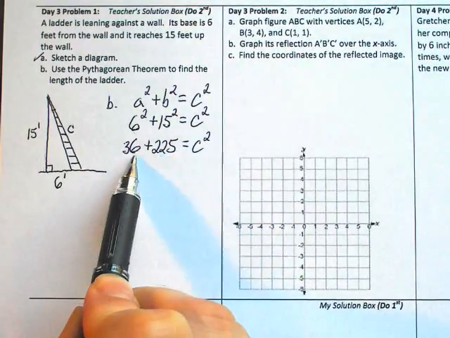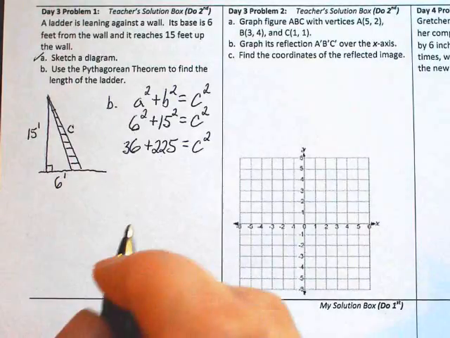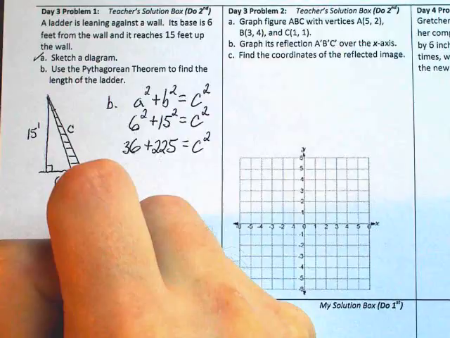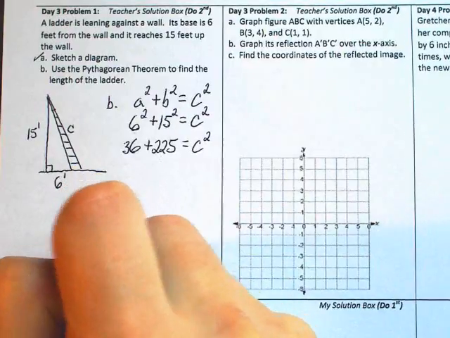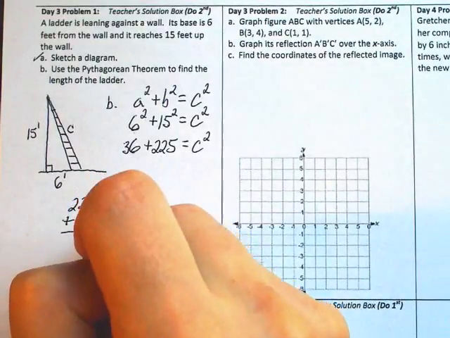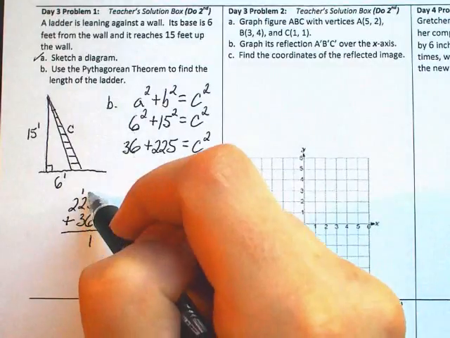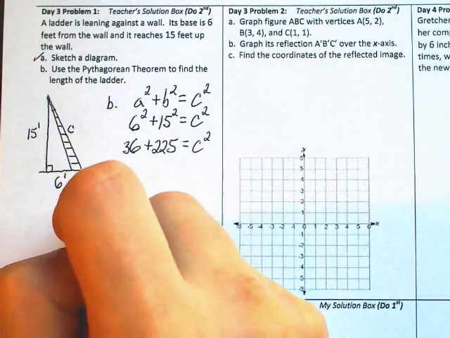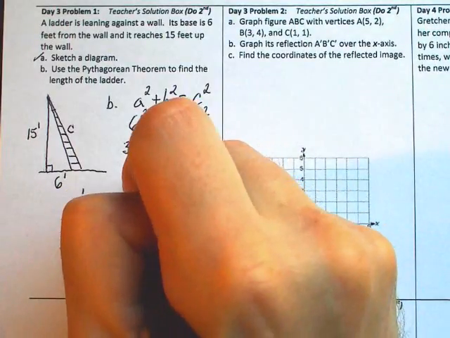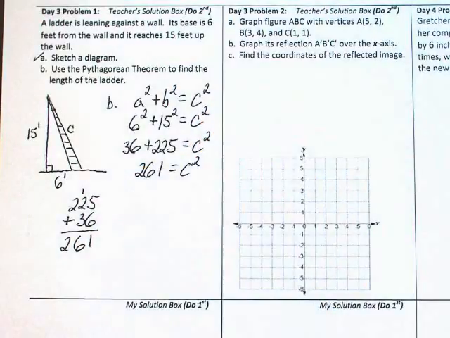Now adding these two terms together, 36 plus 225, we can figure out what that makes. So 225 plus 36, doing a little bit of scrap work over here on the side. 5 plus 6 is 11, carry the 1. 2 plus 3 is 5, plus 1 is 6, and bring down the 2. That is 261. So 261 is equal to C squared.